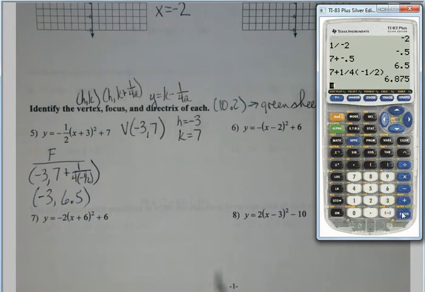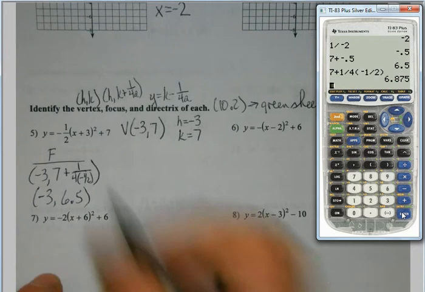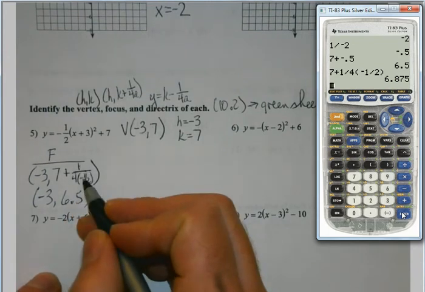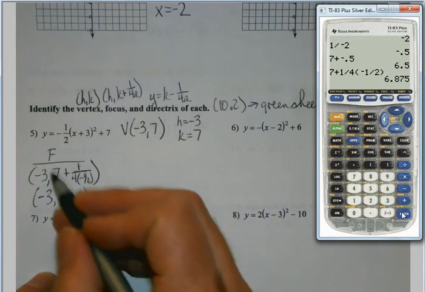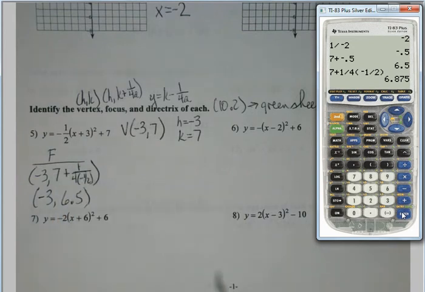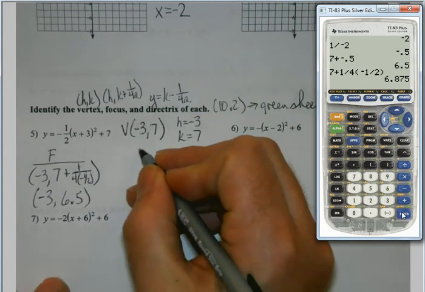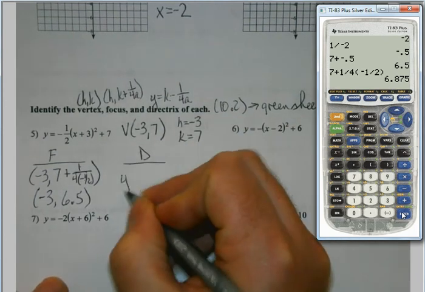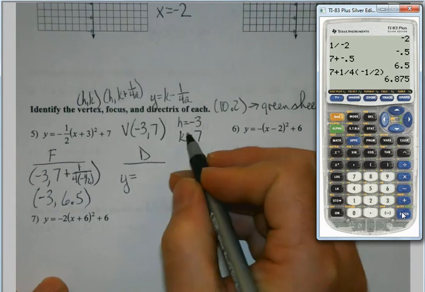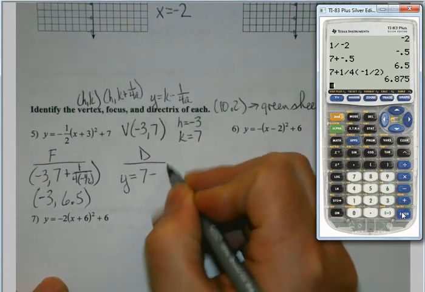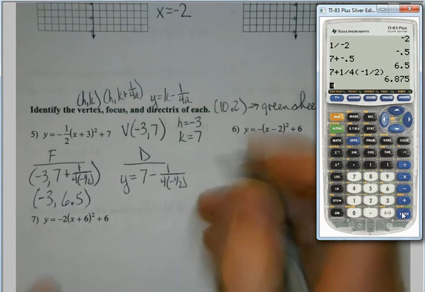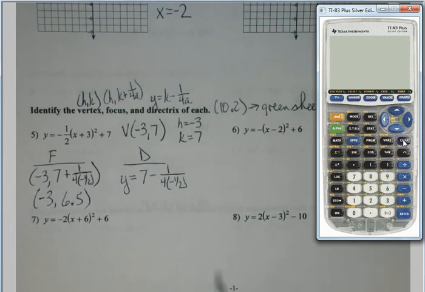You're right. So again, when you're doing these, part 1, then do 1 divided by that to get the fraction, and then do 7 plus or whatever it happens to be when you're trying to crank those out. So that's my focus. And then my directrix is y equals k minus 1 over 4a. So it gives us another chance to try this again with the calculator.